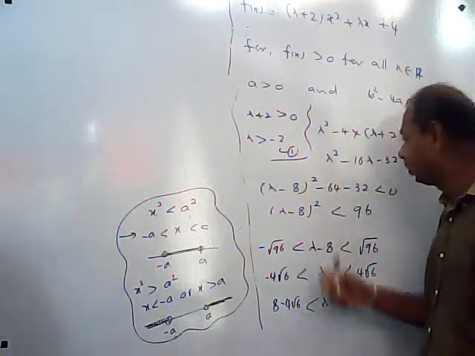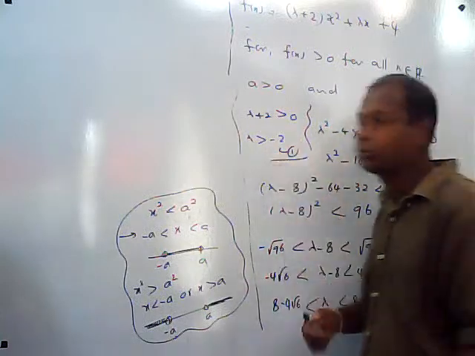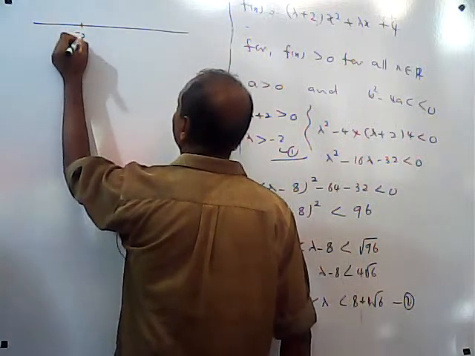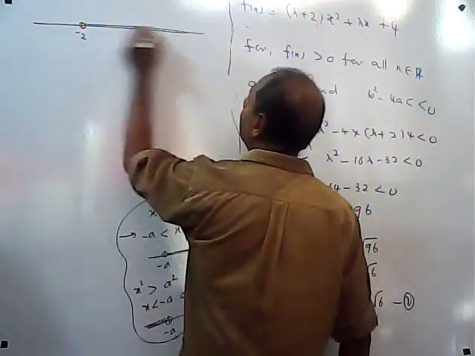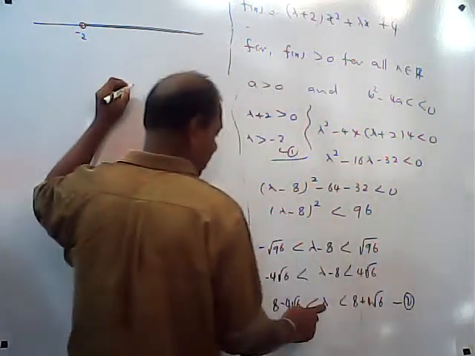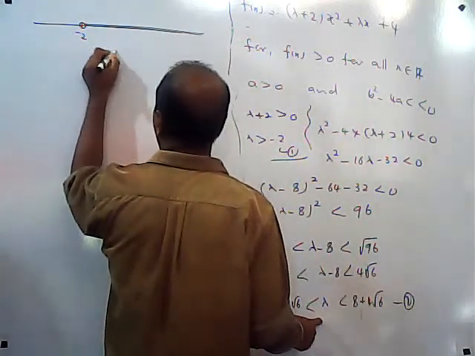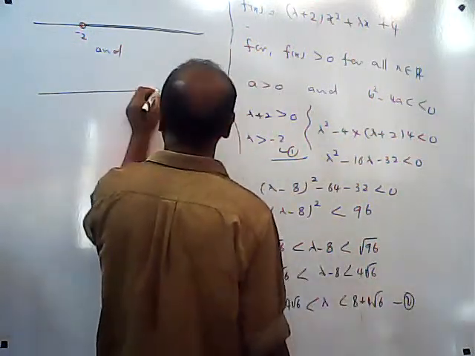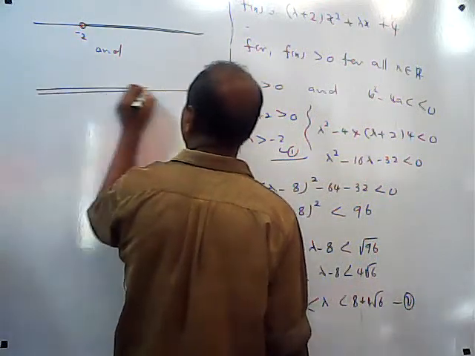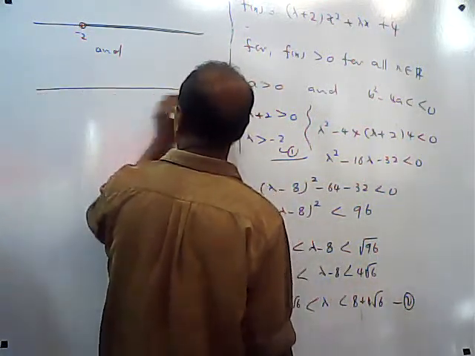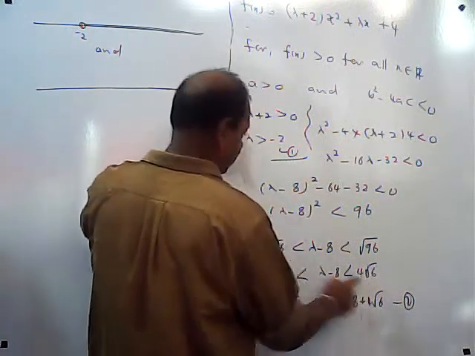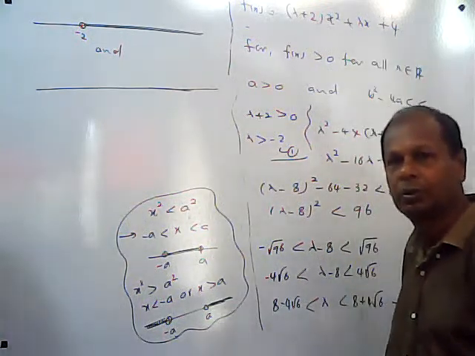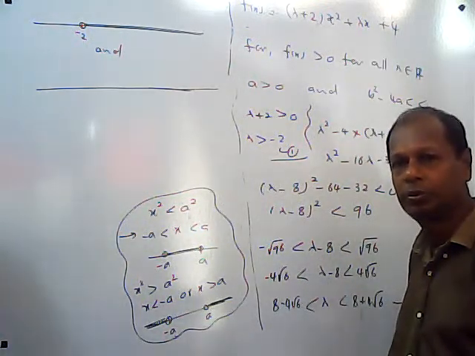Okay, then let's solve this. These two: lambda is greater than minus 2. Better we show it on the real number line. Greater than minus 2 means to the right of that. At the same time, it should be between these two, 8 minus 4 root 6 and 8 plus 4 root 6. We need to see where this falls. Let's check what root 6 is close to: 2.4.